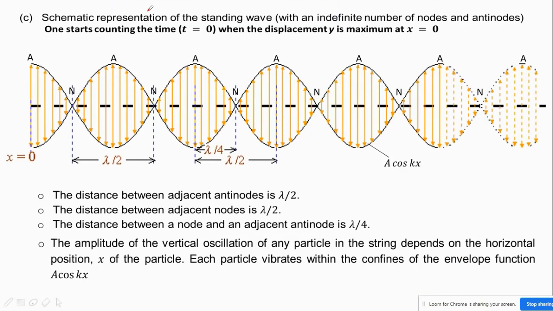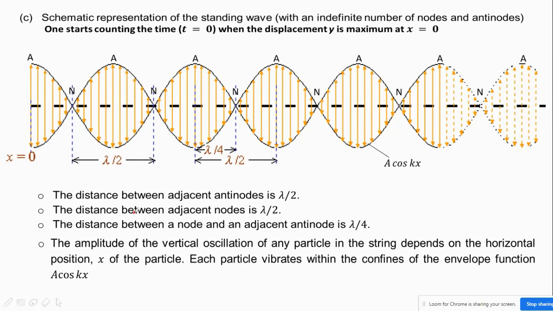Schematic representation of the standing wave with an indefinite number of nodes and antinodes. We start counting at time t equal to 0 when the displacement y is a maximum at x equal to 0. So for example, the distance between adjacent antinodes is lambda over 2. So from one antinode to the next antinode is lambda over 2.